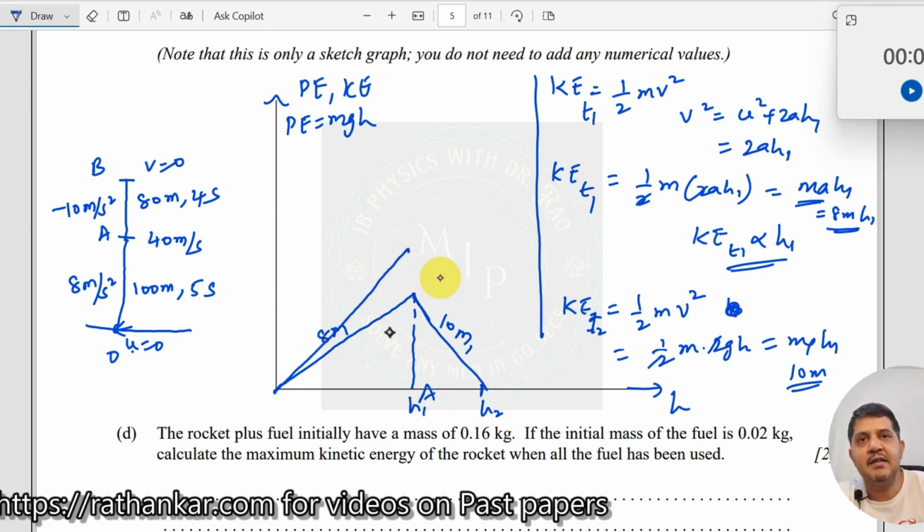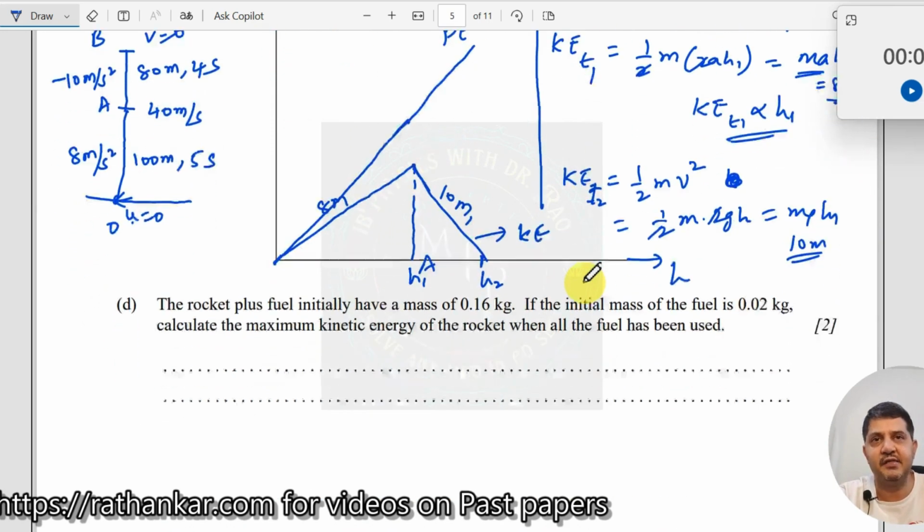And after this, what happens? Even when it goes beyond this also, it's the same. So therefore you keep on going like this over here. Okay, so this will be your potential energy graph, and this would be your kinetic energy graph. Okay, now let us move on to the next one.